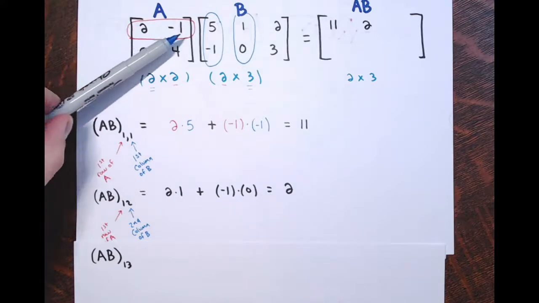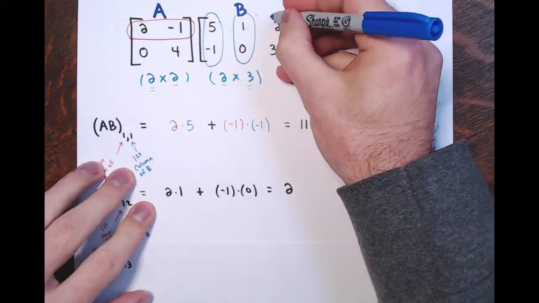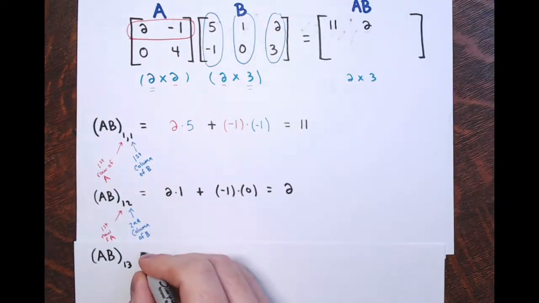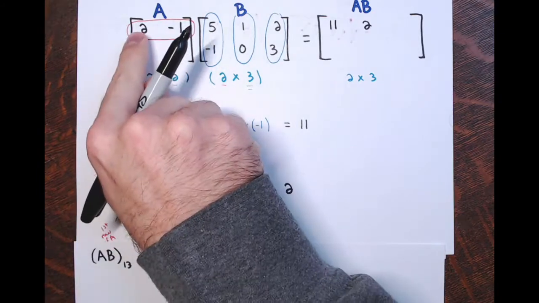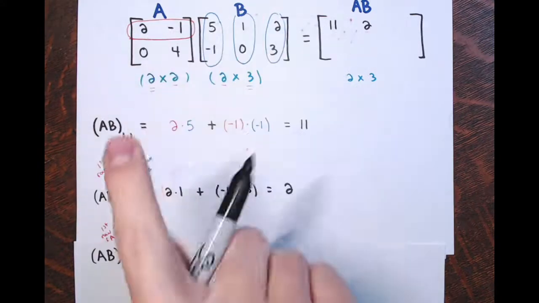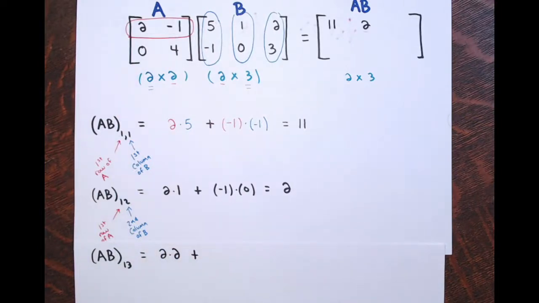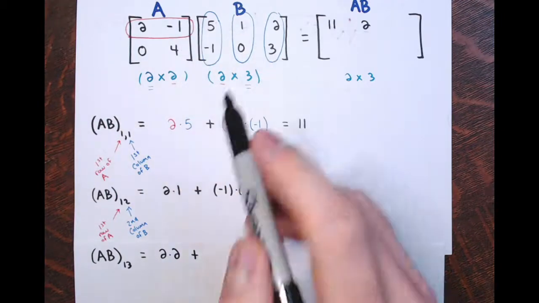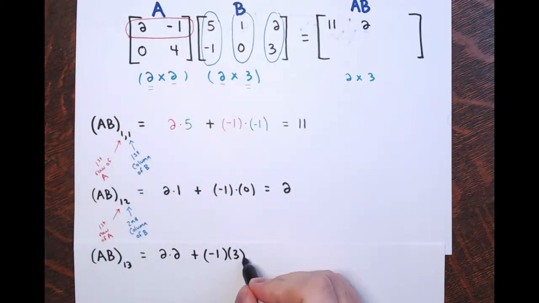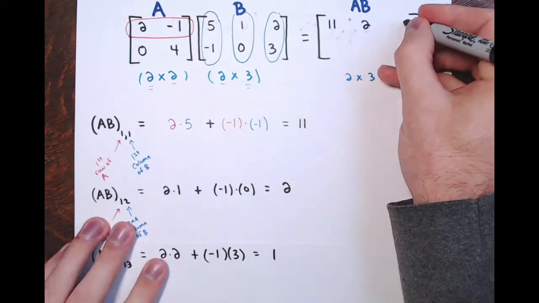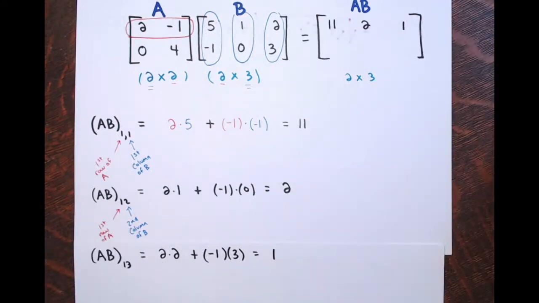So I've already got the first row of A circled. Now I'm looking at the third column of B, this 2, 3. So row column rule, I just multiply the first entries, 2 times 2, plus the second entries, -1 times 3, from the first row of A, third column of B. This is 4 plus -3, that's 1. So the first row, third column entry of the product is 1. All right, so it's a little tedious, it takes a little time.